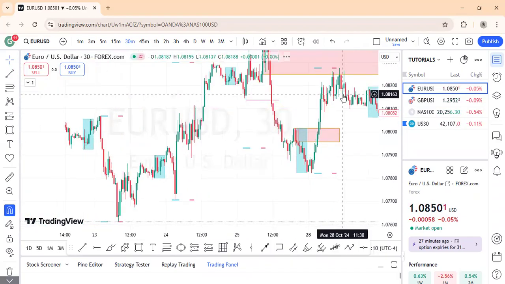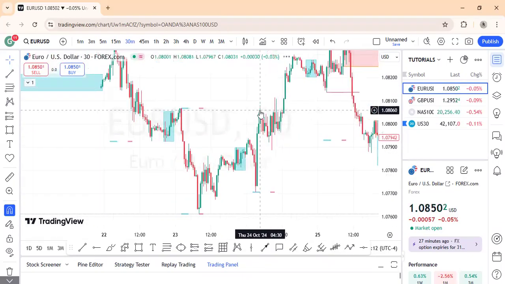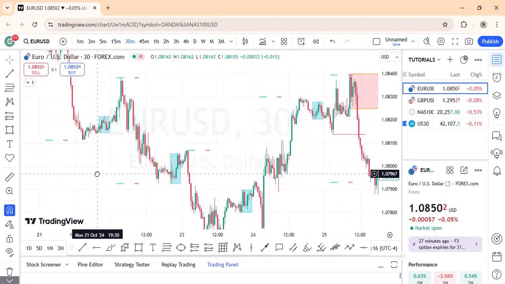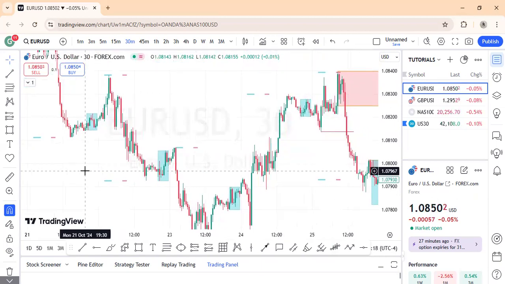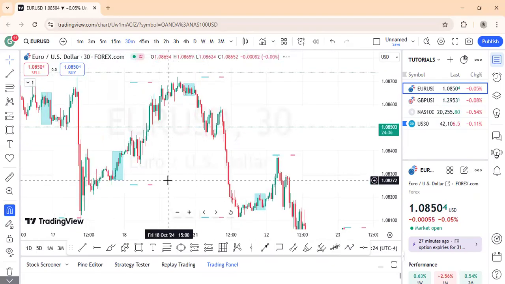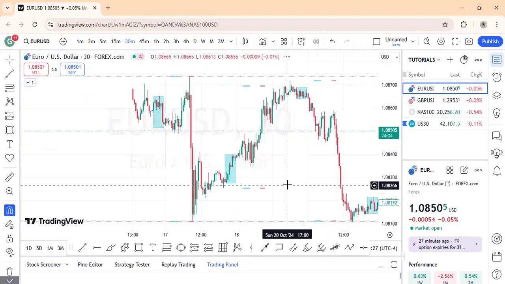All right, let's look at another example and see if you can spot it. Remember, it has to be in line with the trend. Don't just take order blocks just like that. It has to be in line with the trend. Trendy order blocks. All right, look at this one here.